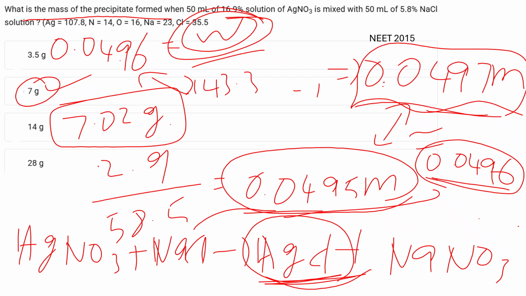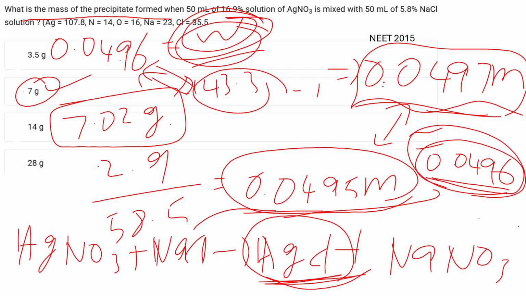Initially we need to convert the 50 ml of this percentage solution into grams, then the grams is converted into moles by dividing by molecular weight. Then we will have the same number of moles in silver nitrate and NaCl. So 1 mole of silver nitrate and 1 mole of NaCl react to give 1 mole of silver chloride. Just like 0.0497 moles, then 0.0495 moles, I am taking the intermediate. So this is the number of moles. Number of moles multiplied by molecular weight gives the weight.